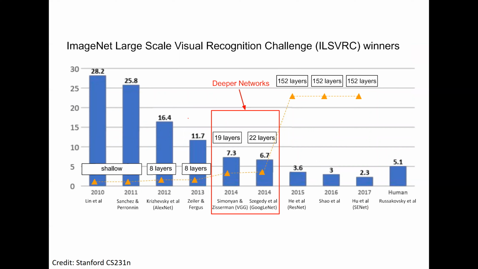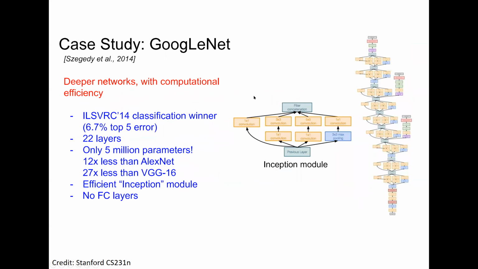Okay, so in 2014, deeper networks started to come out. And another network is GoogLeNet, sometimes called InceptionNet.